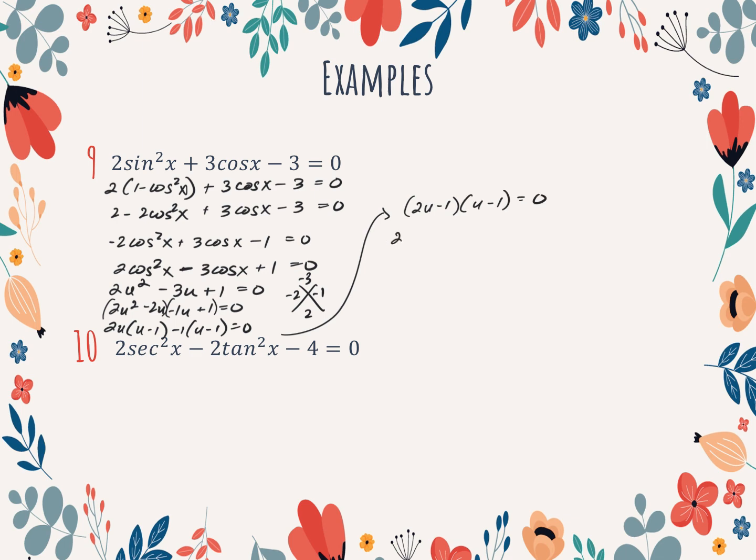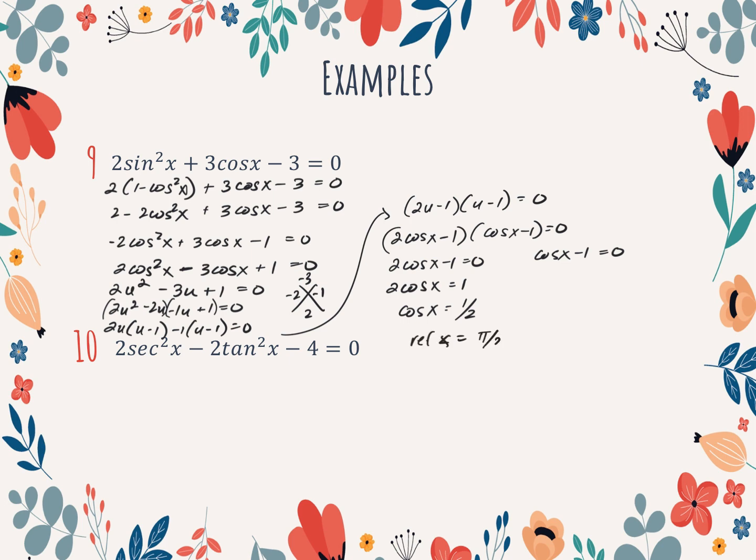This becomes 2 cosine x minus 1, and this becomes cosine x minus 1 equals 0. So 2 cosine x minus 1 is 0, and cosine x minus 1 equals 0. And again, I'm solving now. So 2 cosine x equals 1, cosine of x equals a half. Cosine x, that means my reference angle is going to be pi over 3.